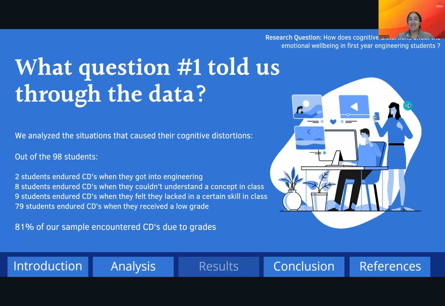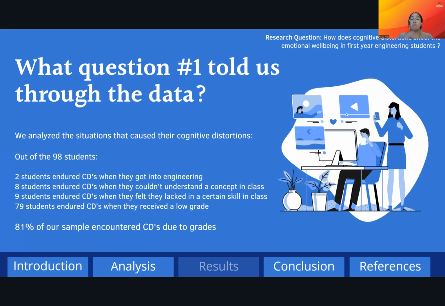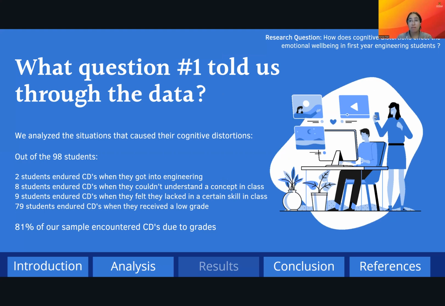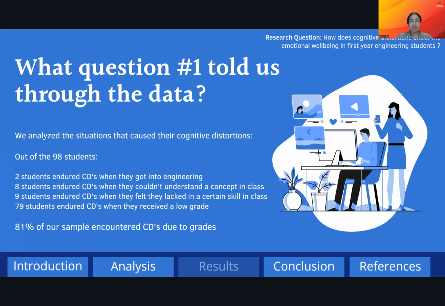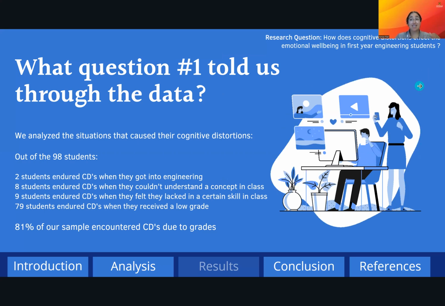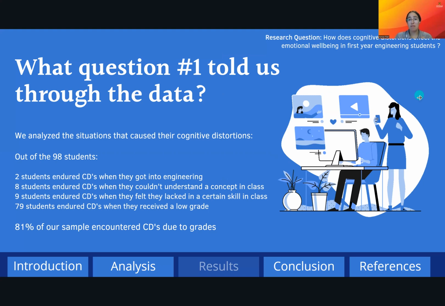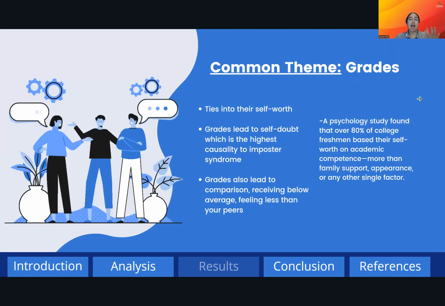After analyzing question 1, we were able to get more quantitative data, yet the biggest takeaway was that 81% of our sample encountered cognitive distortions due to grades, which brings us to our most important, prominent and common theme, which is grades. We see that it ties to self-worth of students and many other really strong findings.